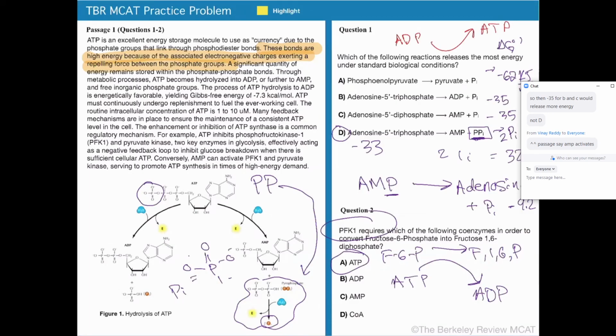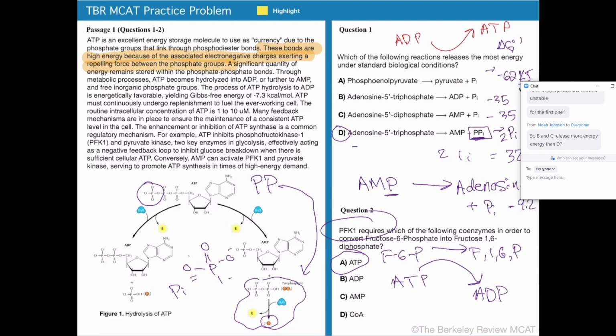B and C are negative 35, so is that a higher negative number than negative 33, which is D? Yes, so it would release slightly less, right? It's a smaller negative number, which is a slightly bigger number, which means it releases less energy. Isn't the question releases most energy, or more energy if you take out A?